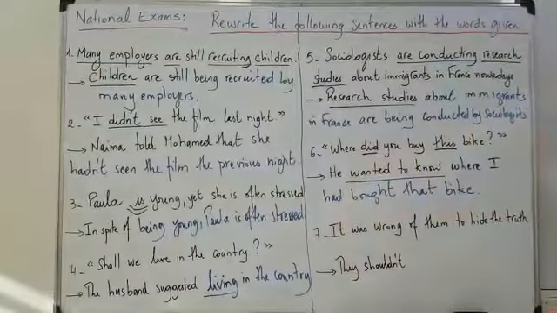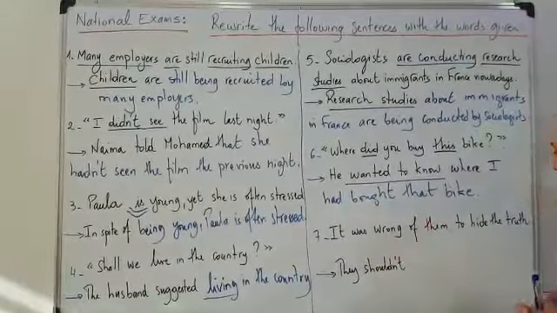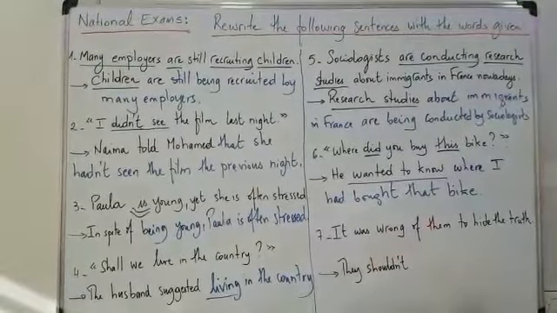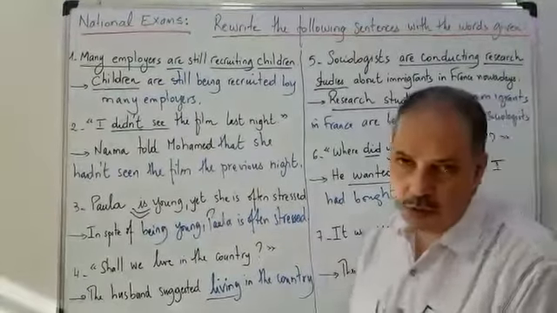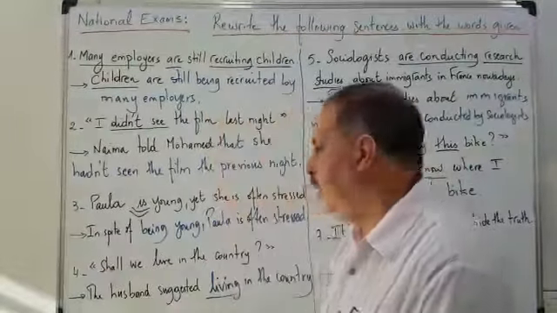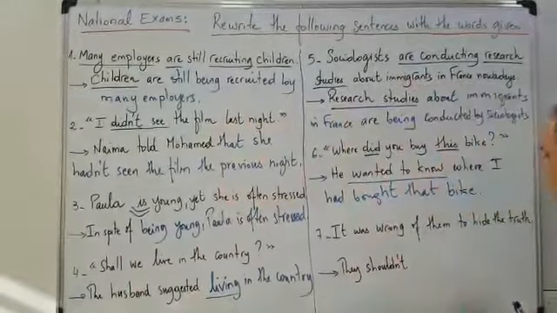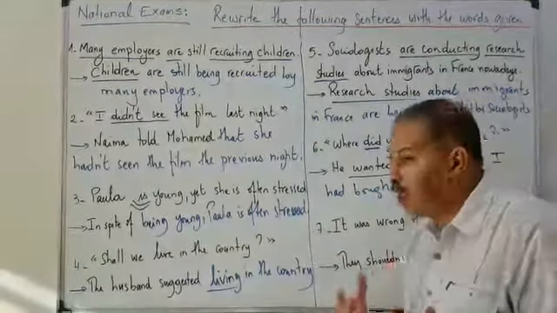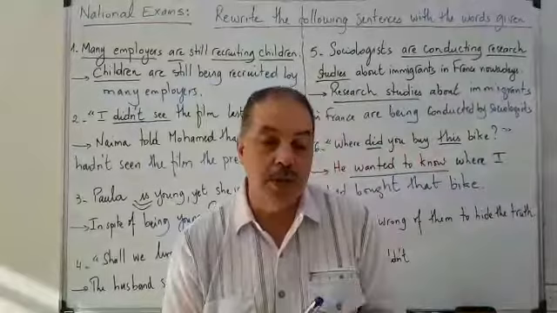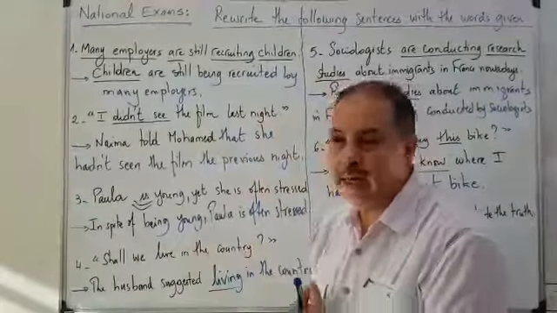Look at the following: It was wrong of them to hide the truth. It was wrong of them to hide the truth. In Arabic, they were wrong that they did not tell the truth; they should not have hidden the truth.